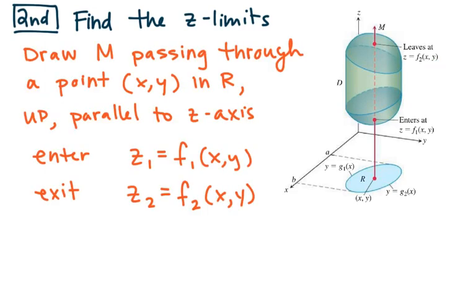So again, we take that point x, y in the R plane, draw up, and enter that solid at some z function of two variables, x and y. Then we continue up finding that exit, z sub 2, a function of two variables, x and y. That gives us our z bounds, and z is a function of both x and y.